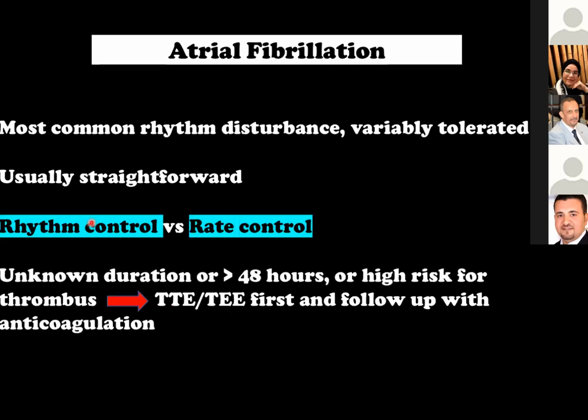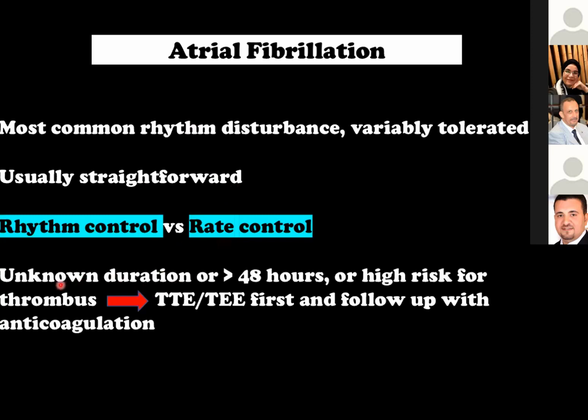So regarding atrial fibrillation, one of the most common disturbances that we encounter in the ICU, it's usually well tolerated and straightforward. Management is rhythm control or rate control. Rhythm control, what does it mean? Rhythm control is to revert it back to sinus rhythm, whatever the tool or mechanism or intervention, either pharmacologic or electrical, versus rate control, where you will use pharmacologic rate control. Okay, so these are the management strategies for atrial fibrillation.